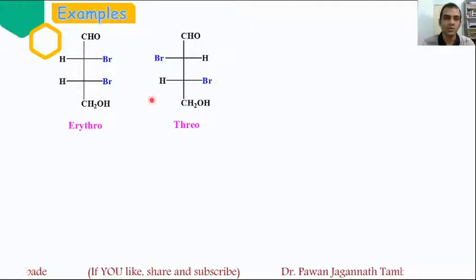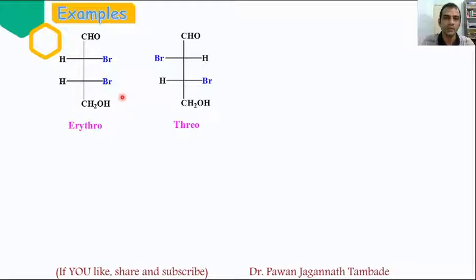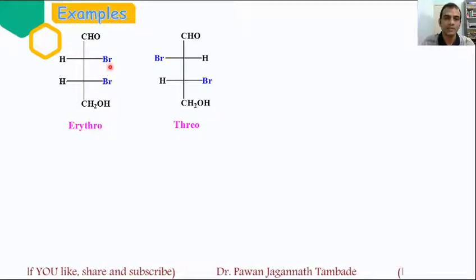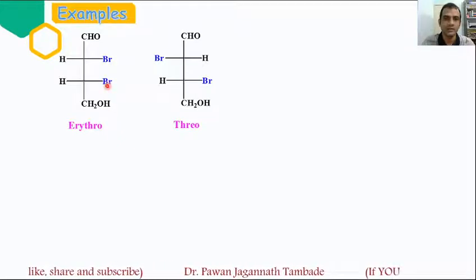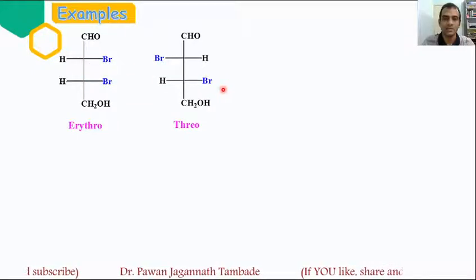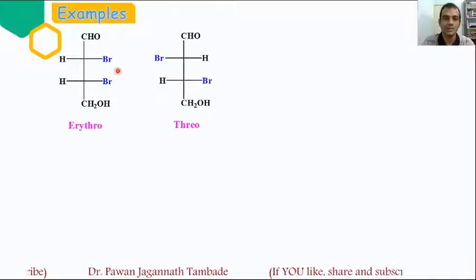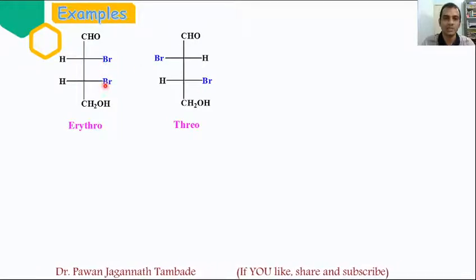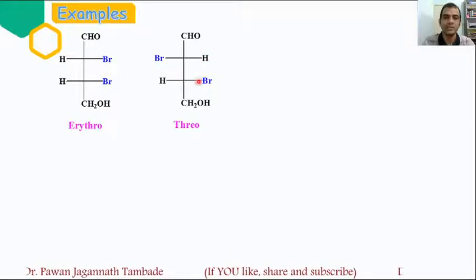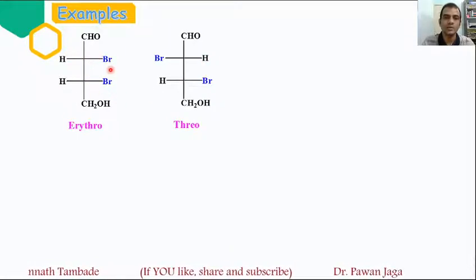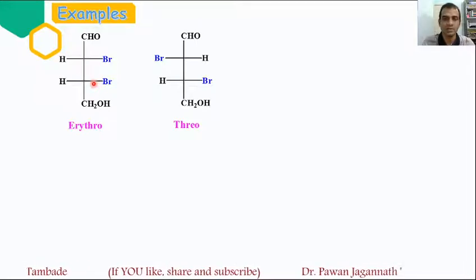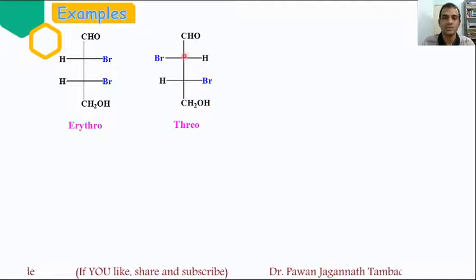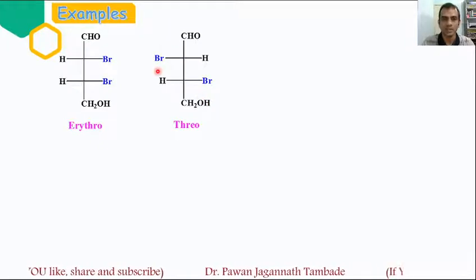Why it is so? Because if you look at this structure, you will find that these two Br atoms are on same side on two chiral center, and in this case these two Br atoms are on opposite side. So these two Brs are eclipsed to each other and they are anti to each other in these structures. So this is called as erythro, where similar groups or atoms are present on same side, and this is called as threo, where similar atoms or groups are present on opposite side.